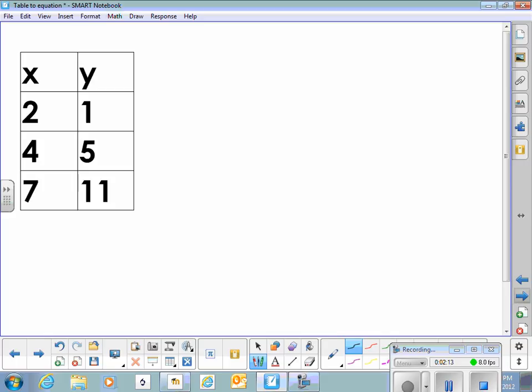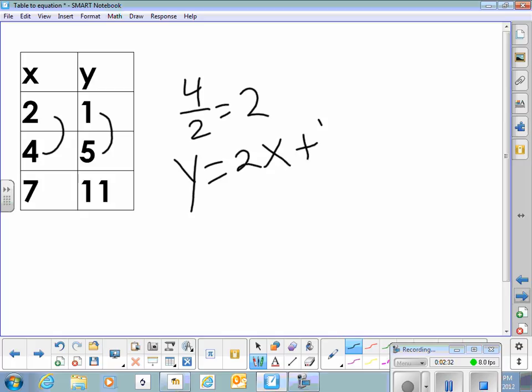So if I just look at the difference between 5 and 1, that is 4. The difference between 4 and 2 is 2. So I know that I multiply each x term by a 2 to find my y term. So I know it's something like this: y equals 2x plus some number. Let's call it b.